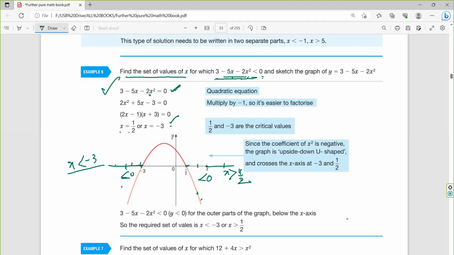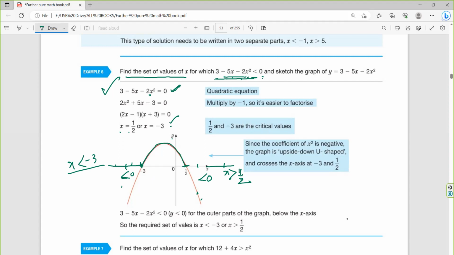Okay. Again, I explain. Sir, I have a question. Okay, ask me. So why isn't this part less than 0? Oh, yes. You see, from minus 3 to half, the curve is above the x-axis. That's why it is not less than 0.